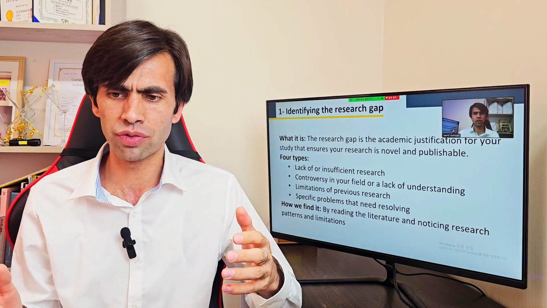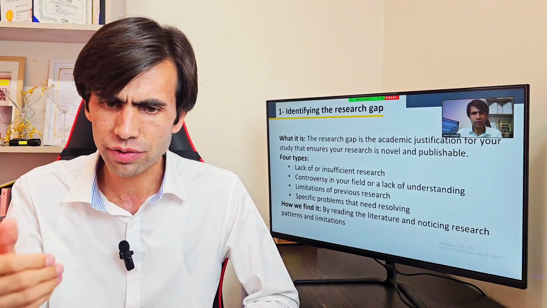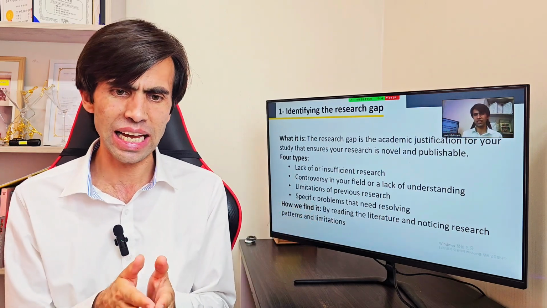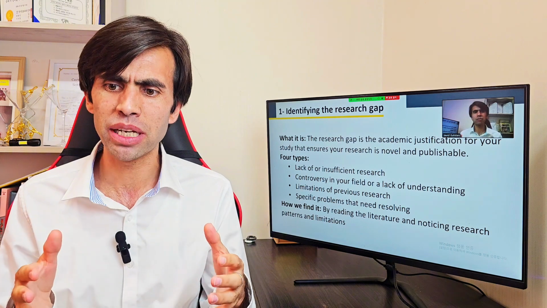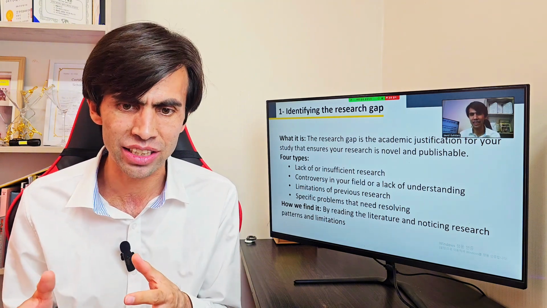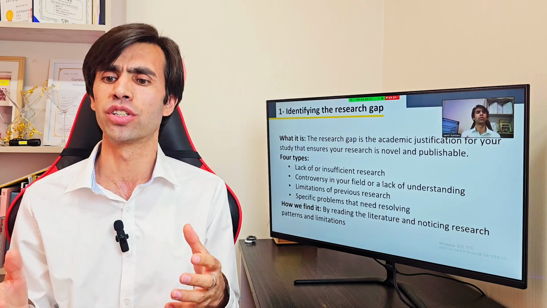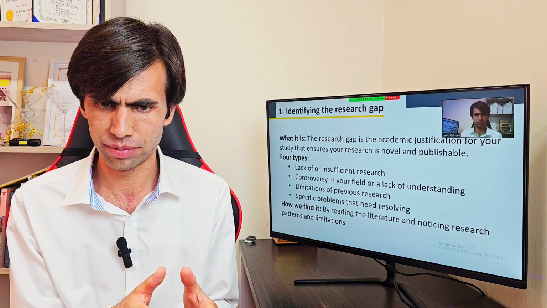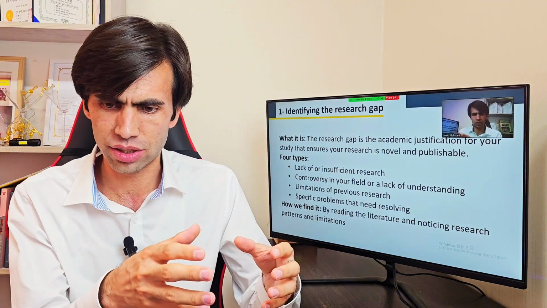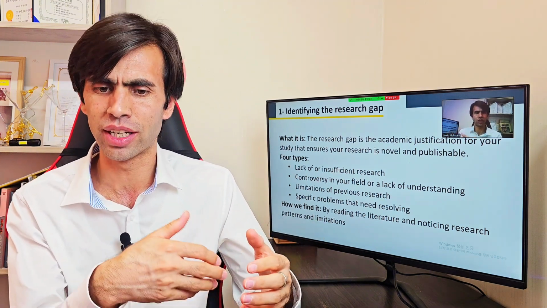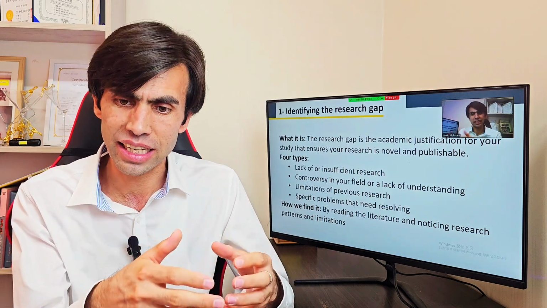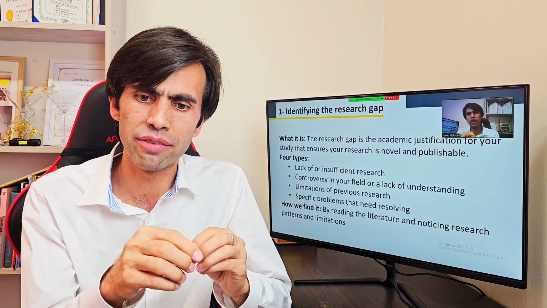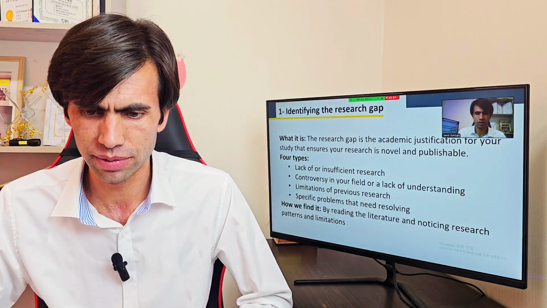When we are thinking about identifying the research gap, first things first, we need to know what a research gap is. The research gap is the academic justification for your study that ensures your research is novel and publishable. It means no one has touched that part of the research. When you look at other research, papers, publications, theses, and dissertations, you can't see the topic that you want to cover already covered by other researchers.